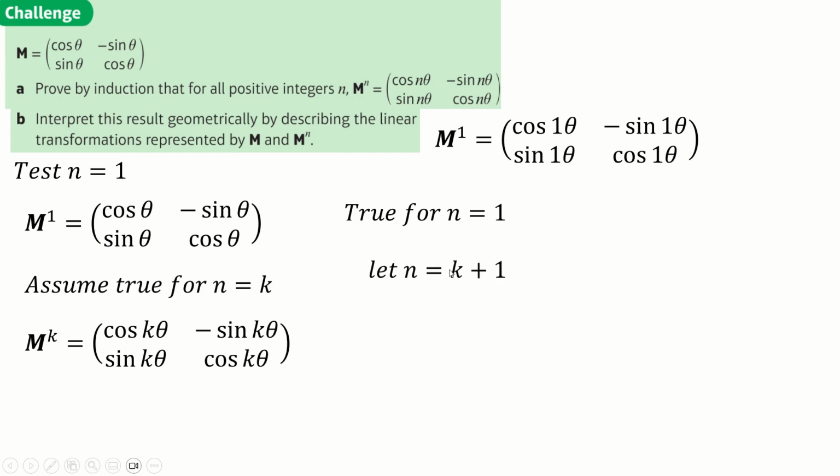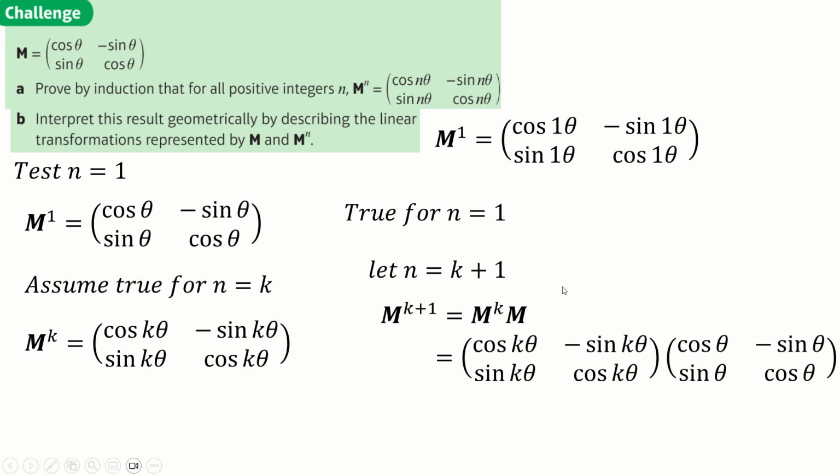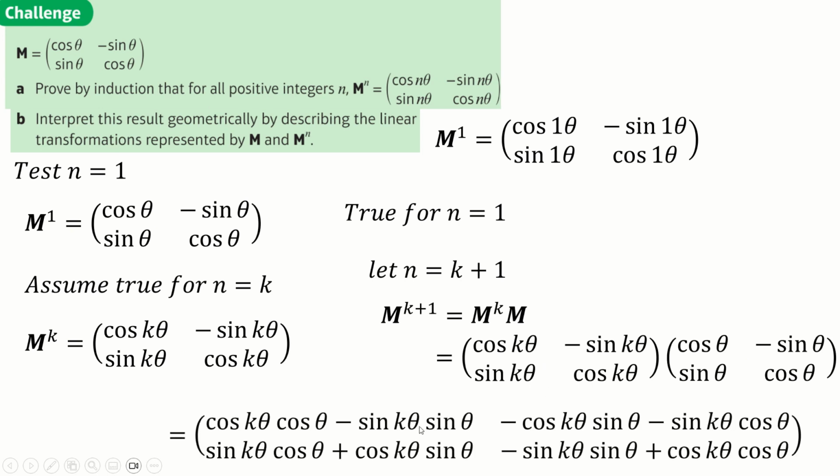And now we're going to investigate k plus 1 by investigating m to the k plus 1, which is, of course, just m to the k times m, like I did last time. M to the k by the assumption step is just this, and then m is, of course, just what it was defined to be originally. Now we need to multiply this out, so this becomes cos k theta times cos theta minus sine k theta sine theta, and that's going to be the top left term, and then cos k theta times minus sine theta and then minus sine k theta times cos theta, that's here, and then likewise for these last two.